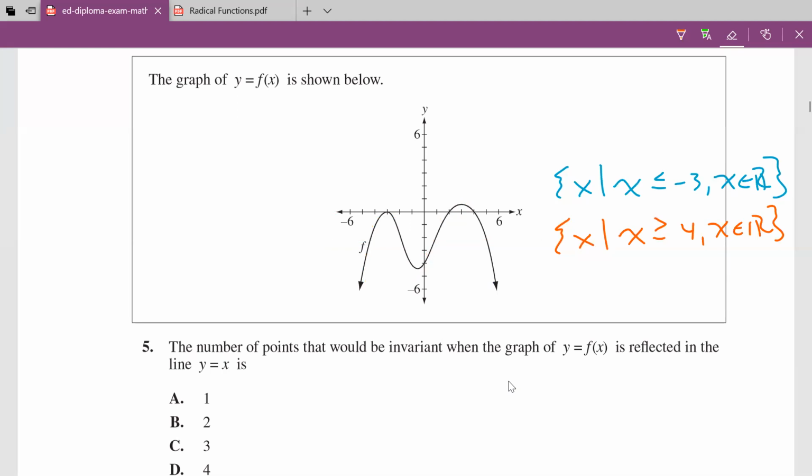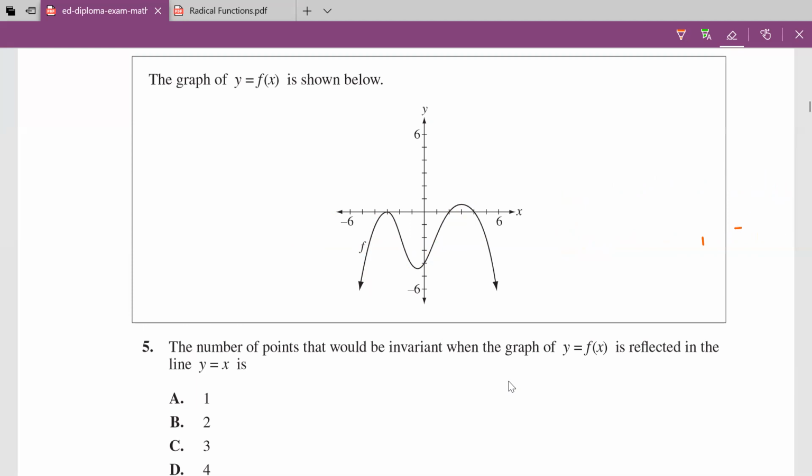Okay, very important. Now, while we're here, my friends, let's answer this question anyway. So the actual diploma question they asked us was, how many invariant points would occur if the graph is reflected in the line y equals x? Okay, that's an inverse. All you need to do for figuring out where invariant points are is draw the line that you're stretching or reflecting about. So all I'm going to do is draw in the line y equals x.